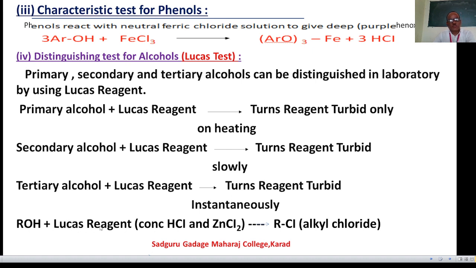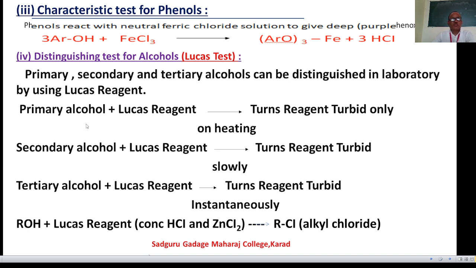Here, ROH plus Lucas reagent. Lucas reagent means a mixture of concentrated HCl and zinc chloride. Then it gives alkyl chlorides. When Lucas reagent reacts with alcohols, the products are alkyl chlorides. So this test is very important for your board exam, because we can distinguish between primary, secondary and tertiary alcohols by using Lucas reagent.